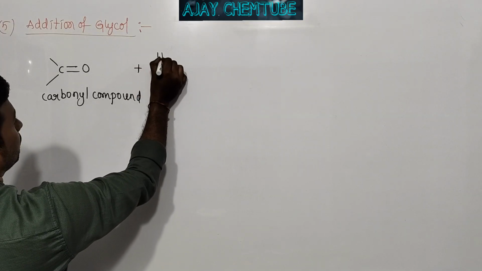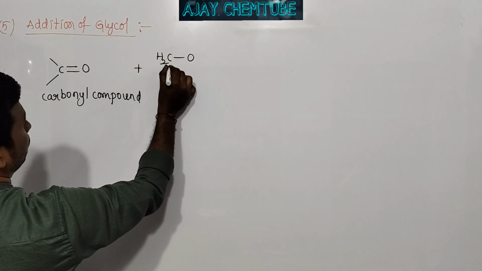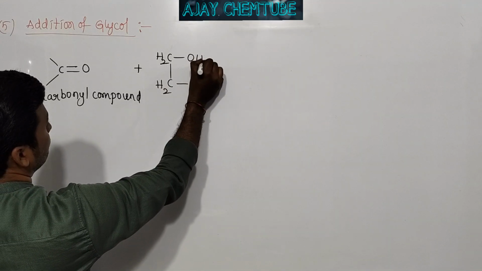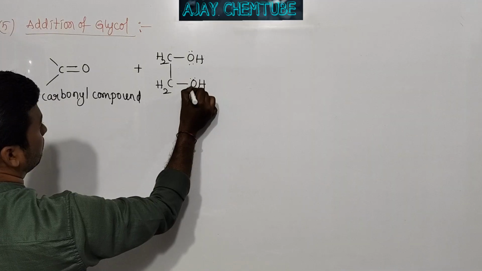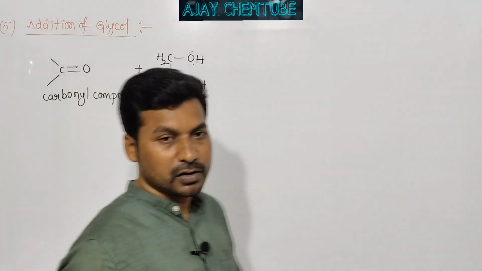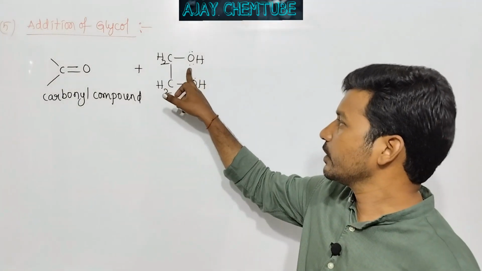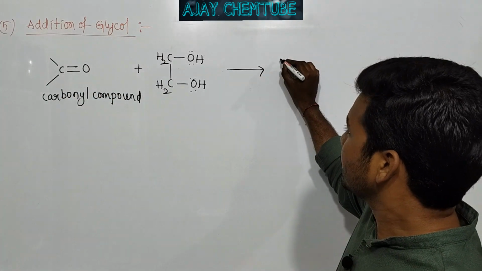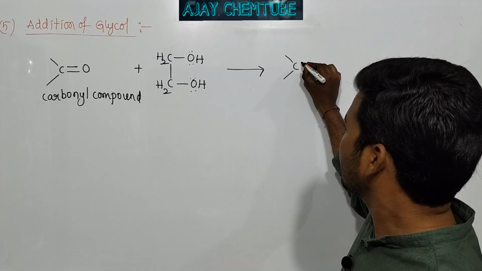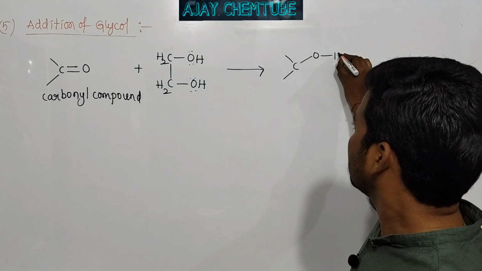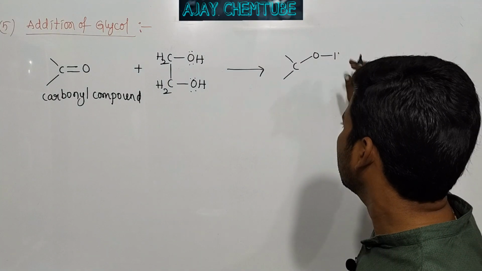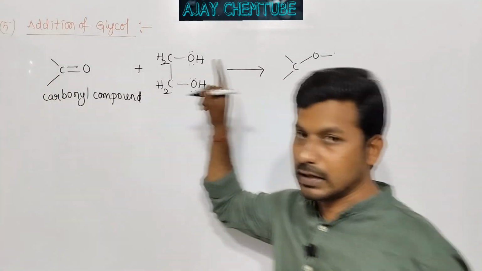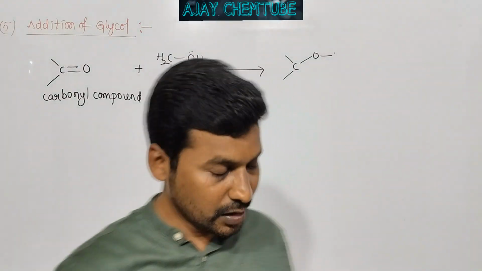When ethylene glycol is added, CH2OH, CH2OH, so the OH group is nucleophilic in nature. So first one OH is added here, which gives cyclic acetal formation or cyclic ketol formation. That may be cyclic acetal or cyclic ketol. If you take aldehyde here, cyclic acetal. If you take ketone here, cyclic ketol.